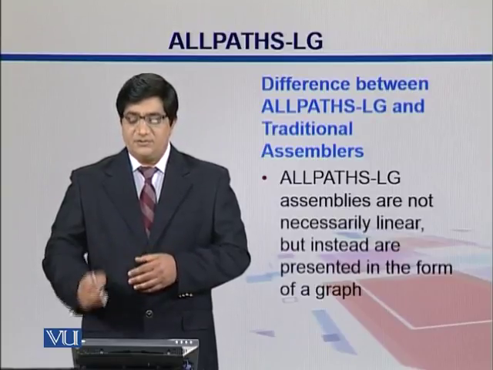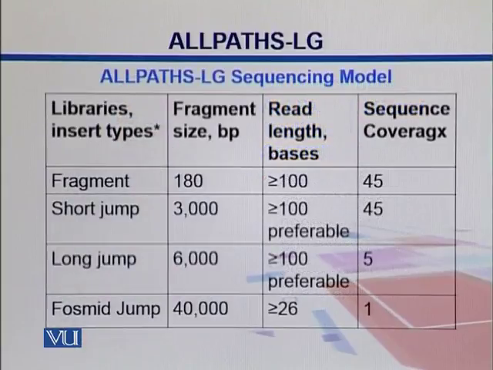I will look into this algorithm later on. Regarding the ALLPATHS sequencing model, in this comparison we can see how much coverage we can use. We have the libraries and insert types. We can have fragment libraries, just simple single end reads, no paired end reads, just fragments. Their size is 180 base pairs, and the reads we can generate from here are slightly over 100 base pairs. For this kind of assembly, if we are using simple single reads, we might need a coverage of up to 45x in order to use the ALLPATHS-LG assembler.